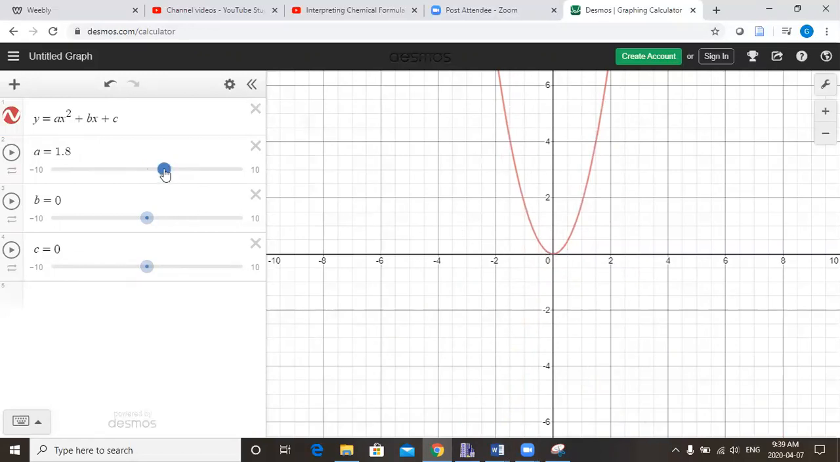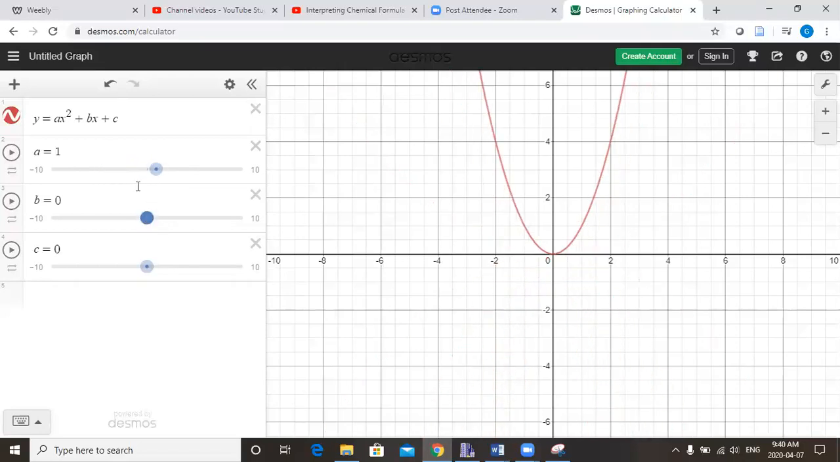So that's the impact of the a value. When it's positive, it opens up, and when it's bigger, it makes it steep. When it's between 0 and 1, notice how it gets shallower and shallower. And if you have it be 0, then of course you don't have a parabola at all. So when a is negative, it goes down, and between 0 and -1, it's a shallow parabola, and then it gets steeper and steeper. Okay.